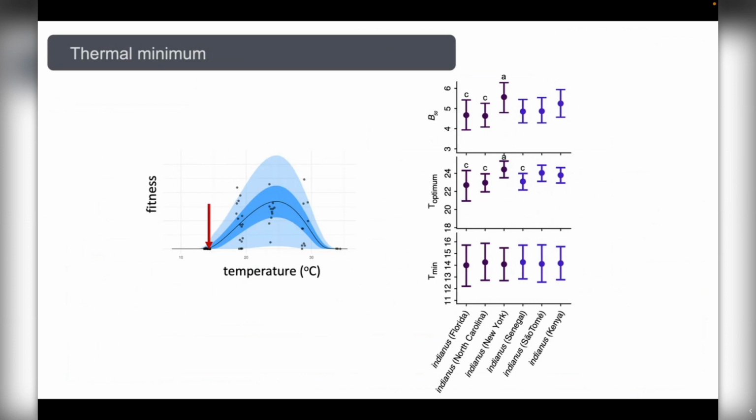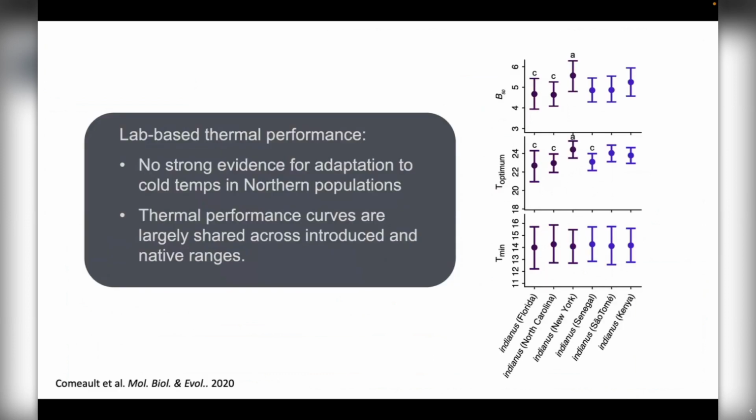We didn't find any evidence that the New York population or North Carolina, the more northern population, had adapted to cope with lower temperatures. And so, at least based on these lab-based thermal performance curve estimates of performance, we found no strong evidence for adaptation to cold temperatures in the northern population. And thermal performance curves, or aspects of the curves, are largely shared across populations in both the introduced and native parts of the species range.